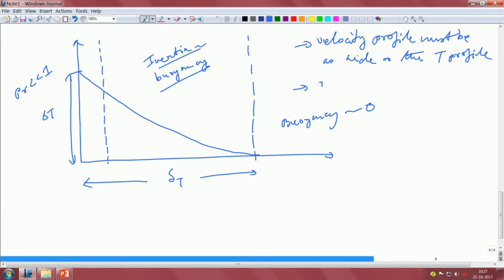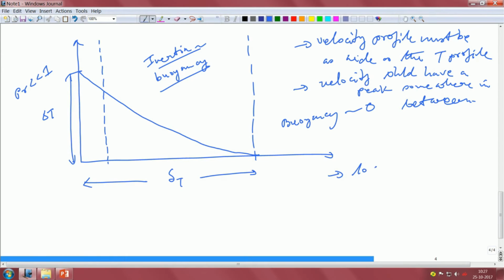Okay. So, velocity should have a peak somewhere in between, right, has to be, right. Okay. So, the location of the velocity peak is an important second length scale that comes into this particular problem. Okay. So, location of the velocity peak is an important second length scale.